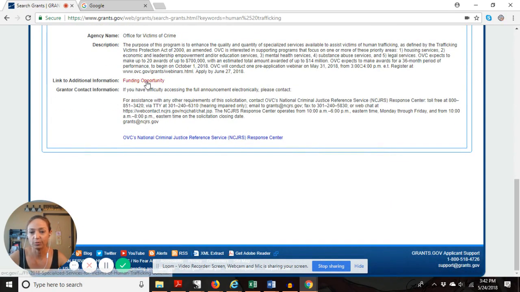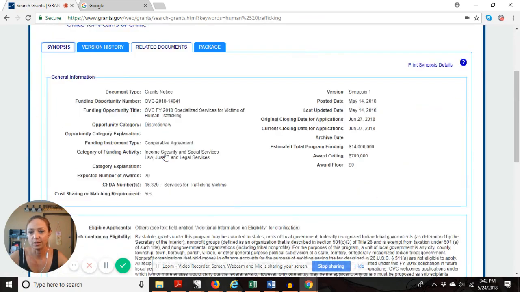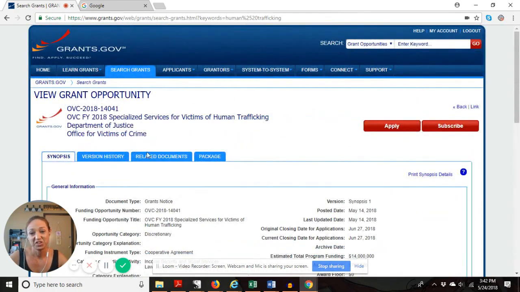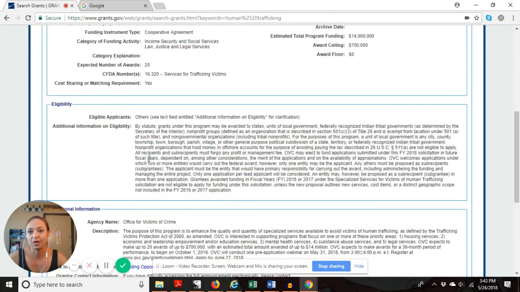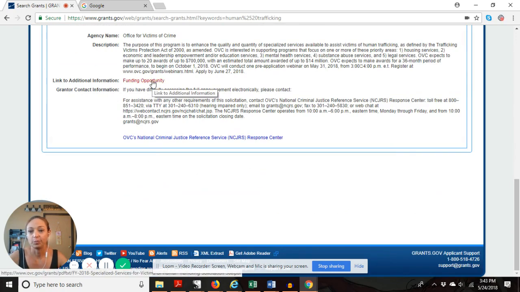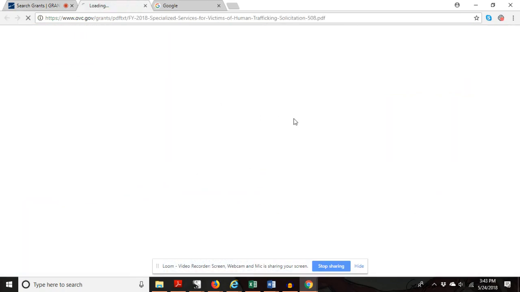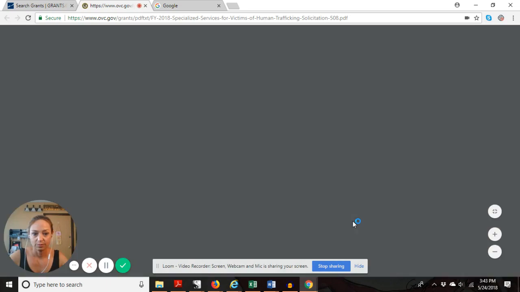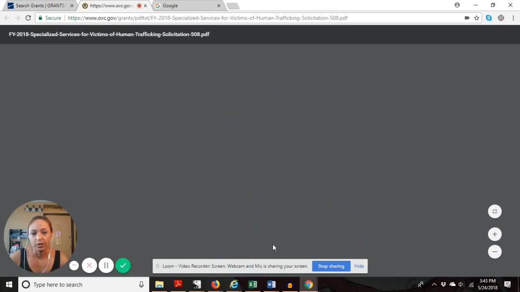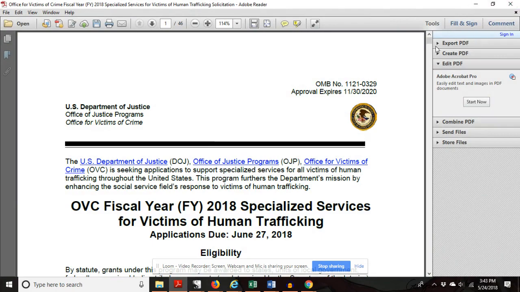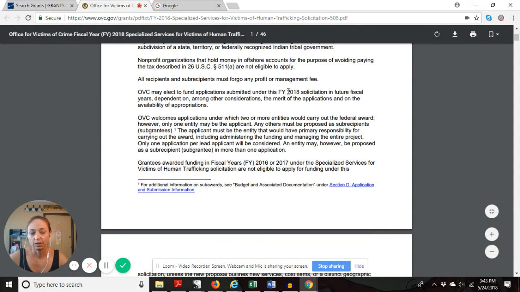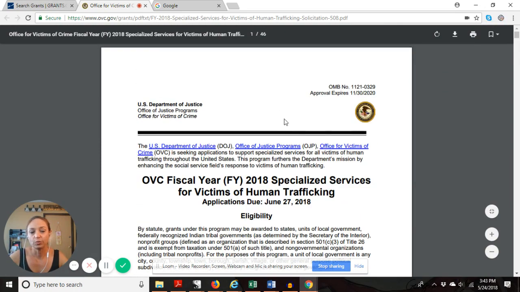But back to here, this is really the link. You have a link to additional information. Once you go back to the synopsis tab, and sometimes this link is under the version history, you just kind of have to click through these tabs to actually find where they're going to link the actual funding opportunity announcement, or the FOA. So you would link that there, and it would then pop up here. But I went ahead and downloaded it. So this is basically what you're looking at. And here we are. Once you go through, you have the full funding opportunity announcement to actually look through.